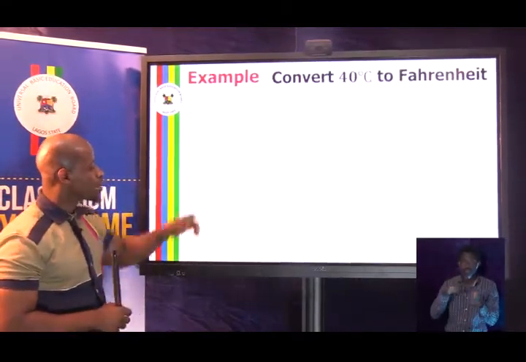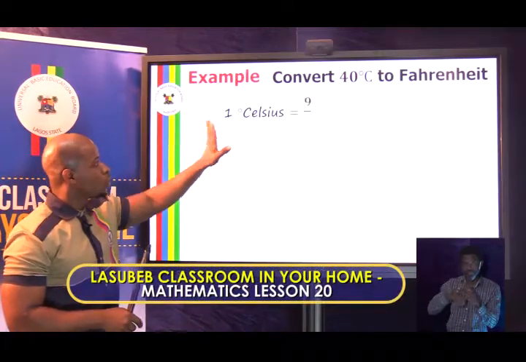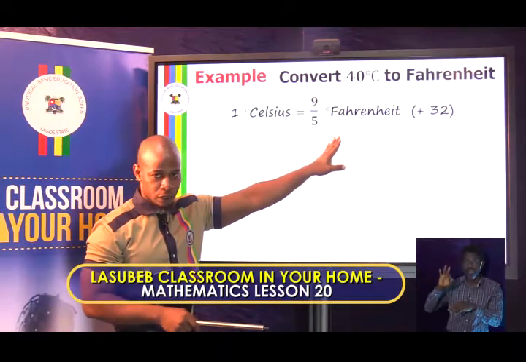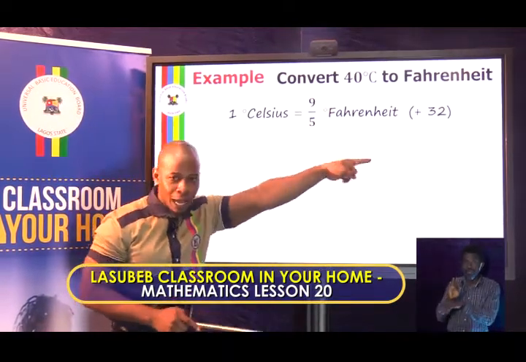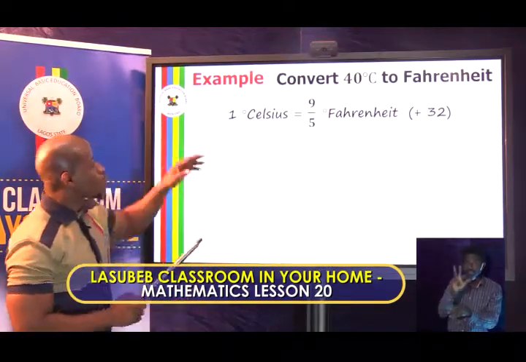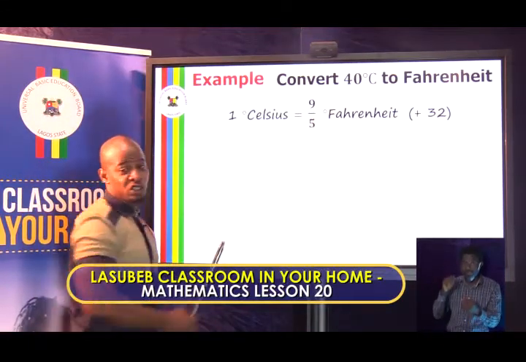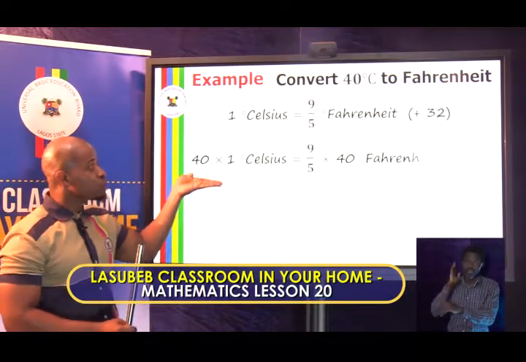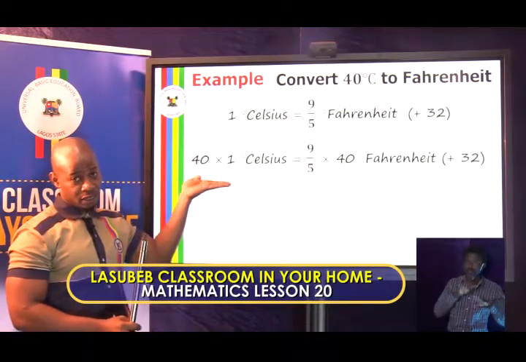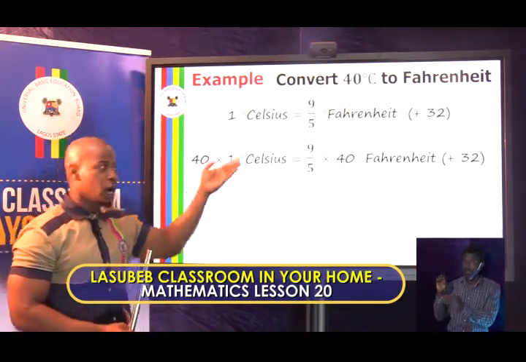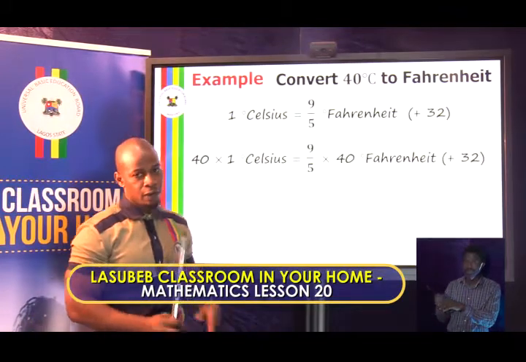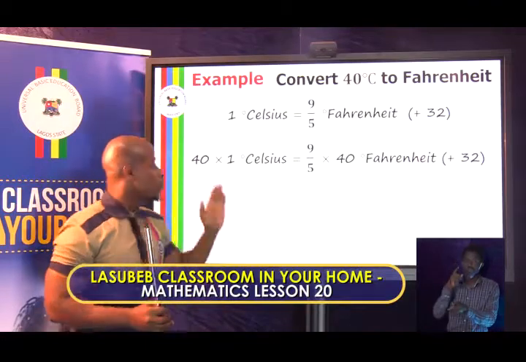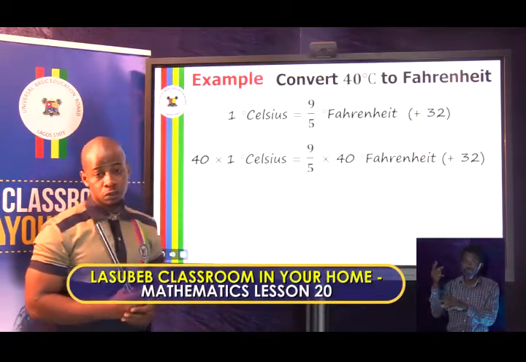We must remember to start with the relationship. 1 Celsius unit is 9 all over 5 Fahrenheit units. When we finish, we will add 32. So now, because I want to find 40 Celsius units, I will just multiply 40 here and 40 here. It will be easy for me to get my 40 on the left side. And because I'm multiplying the left by 40, I have to multiply the right by 40. All I simply have to do now is to resolve this side, because 40 times 1 is 40 Celsius.